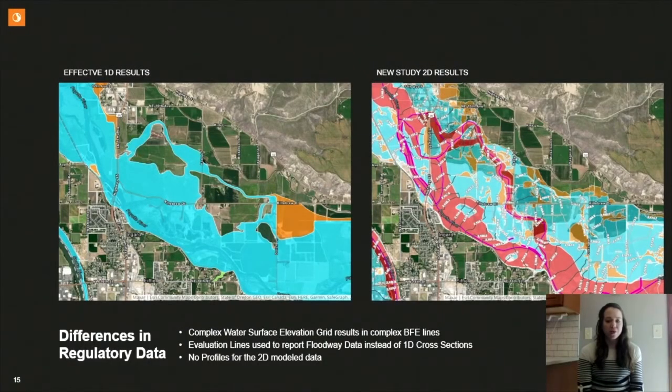Once all the modeling was completed, our next challenge was to create the regulatory data. The challenge was to convey the same information provided with a 1D model, but with the 2D results. 1D and 2D both generate a similar SFHA, as seen in the side-by-side comparison, so there's not too many differences with those layers. In a 2D model, straight cross-sections are typically used to report modeled elevations.